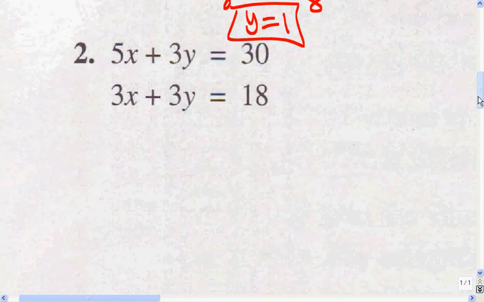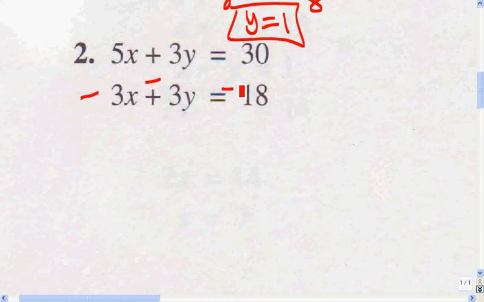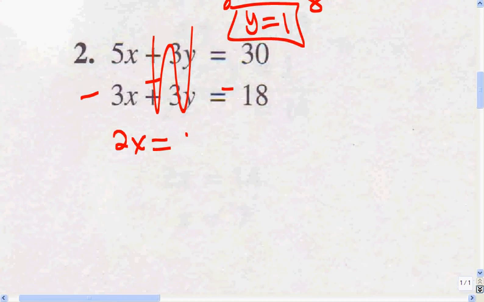Here I'm going to use substitution. Here I'm going to use the addition method. I'm going to change the 3y to negative, and the 18 to negative. 5x minus 3x is 2x. And these cancel out. And 30 minus 18, I believe, is 14.